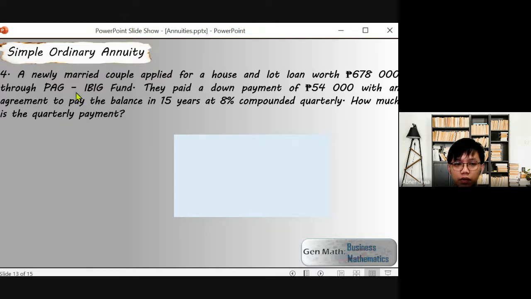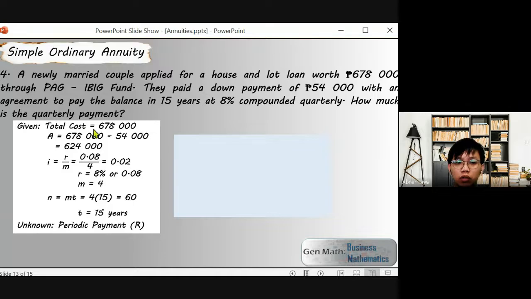Okay, so let's have here the following given. The total cost is 678,000. Okay, let's determine the value of A. Just subtract the total cost by the down payments, which is 678,000 minus 54,000, and that's equals to 624,000. Okay, so that will be our A, yung start na kanilang babayaran.